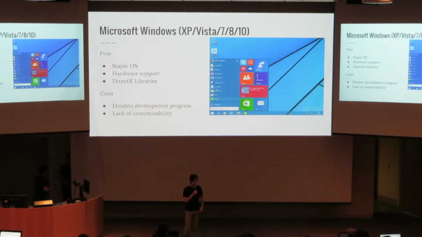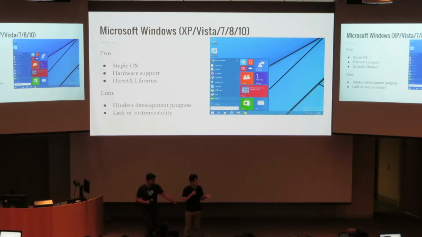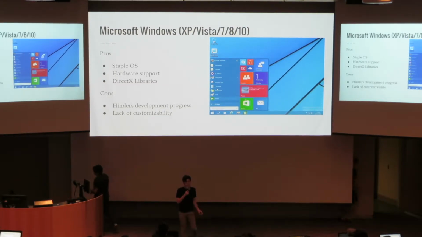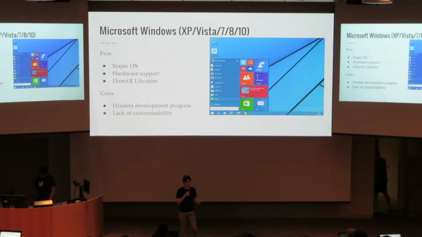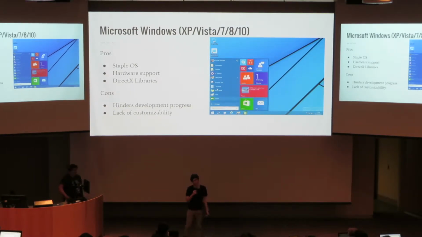I'm pretty sure most of you guys are familiar with Windows. It's a very stable OS, obviously. They have good hardware support. They have good libraries. But the problem with Windows, if you've developed on it before, is that it's a huge pain to get a lot of things running. How many of you have tried to install like Python and pip together? Did you guys have fun doing that? Yeah. No, it's not fun doing that at all.